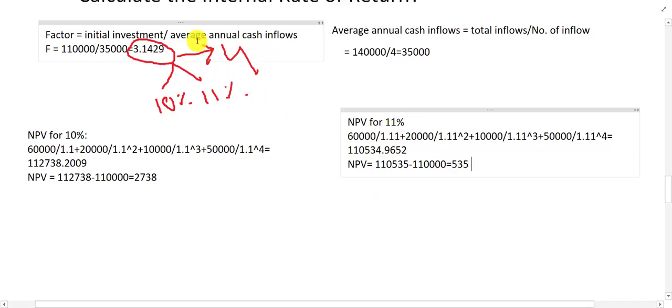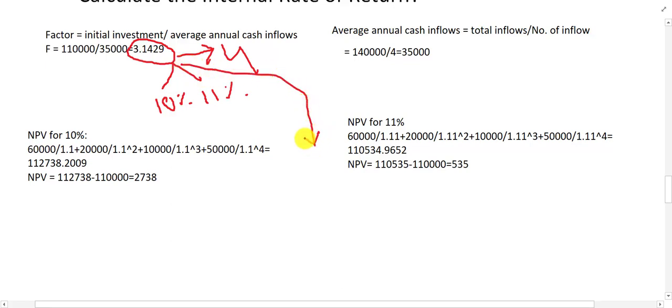So let us say, for example, this time we want to increase the rate to 12%. See the condition. If this is positive and this one is also positive, you have to increase the rate. If both of them are negative, then you have to decrease the rate, right? You have to change the rate until one NPV is positive and the next NPV is negative, right? So with both 10 and 12, now we have to increase the rate, right? Increase to 12%.